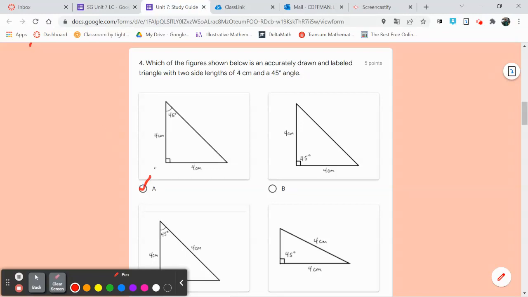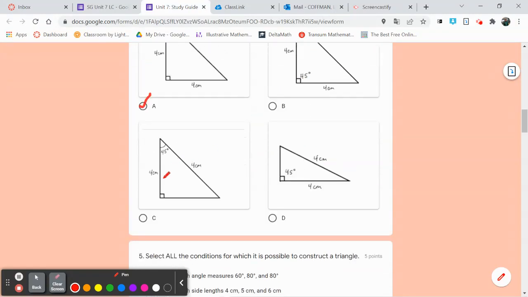Let's go look at the others. B. Well, everybody should see what's wrong with B right off the bat. Look what they labeled that, 45 degrees. That's not a 45-degree angle. We know that that mark means a right angle, and a right angle is 90 degrees. All right, let's move on here.